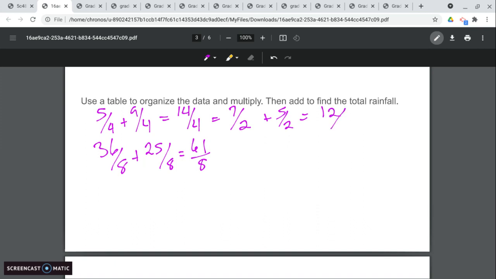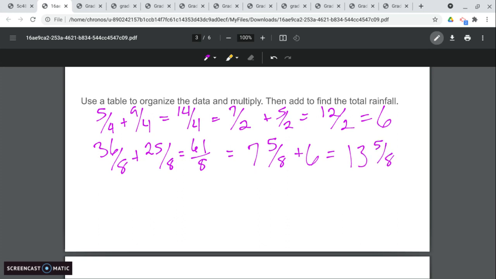12/2. And the beautiful thing here is 12/2 is just 6. So now we convert our 61/8, which is 7. 7 times 8 is 56. 61 minus 56 is 5. So 7 and 5/8 plus 6. Add the whole numbers. 7 plus 6 is 13. So we end up with 13 and 5/8.